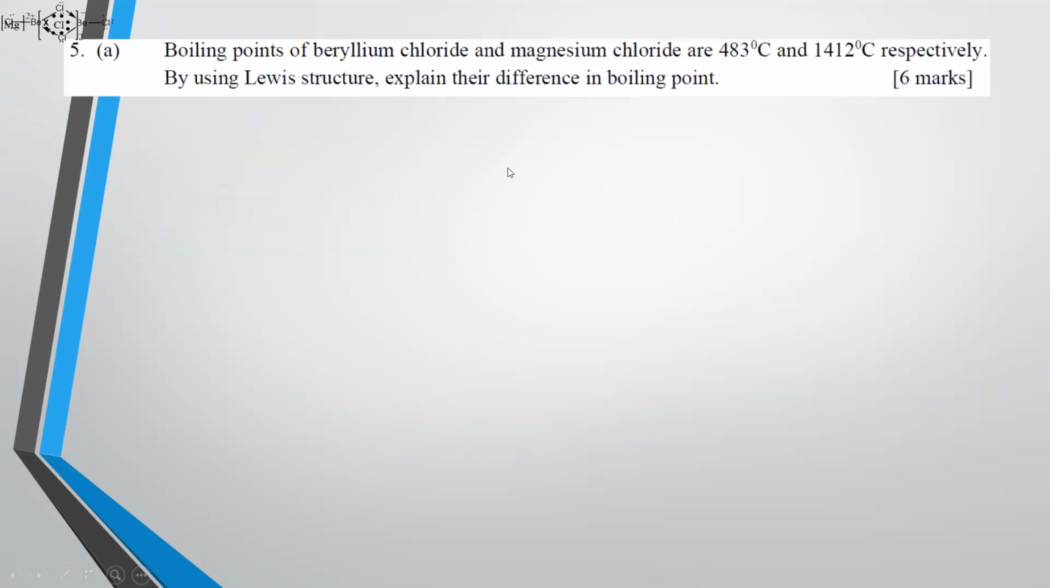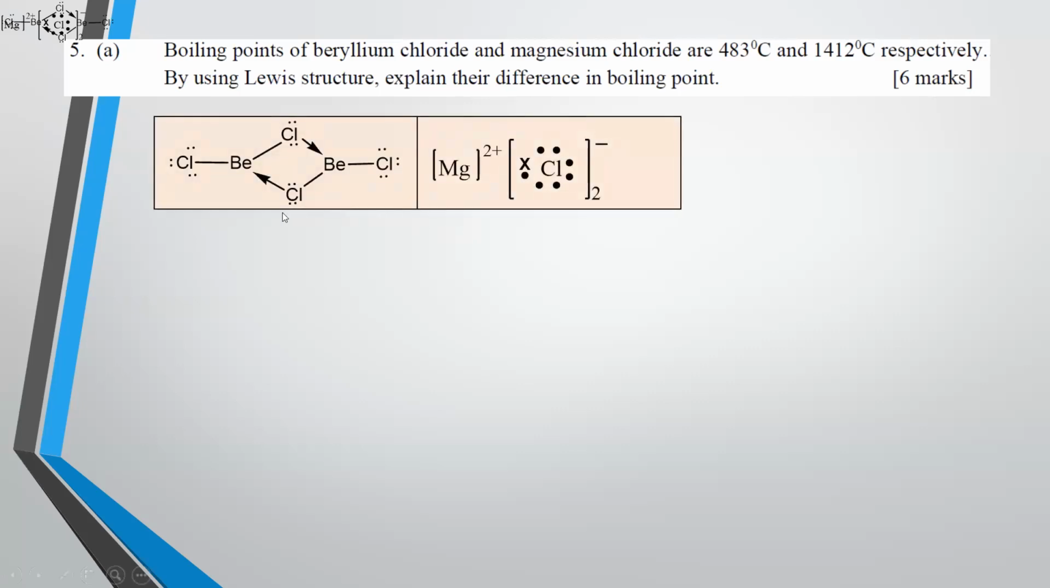So immediately we go to question number 5. The boiling points of barium chloride and magnesium chloride are 483 and 1412 respectively. By using Lewis structure, explain the difference in boiling point. So why are they different? So this is the Lewis structure of barium chloride and magnesium chloride. They already asked you to draw the Lewis structure, so you must draw.